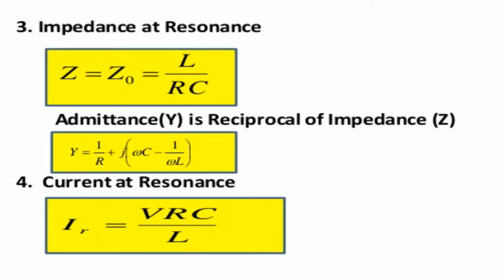Next expression is of impedance at resonance. Impedance at resonance Z0 equals L upon RC. And similarly, admittance Y is the reciprocal of impedance, as we know. Y equals 1 upon R plus j into omega C minus 1 upon omega L. Current at resonance IR equals VRC upon L.